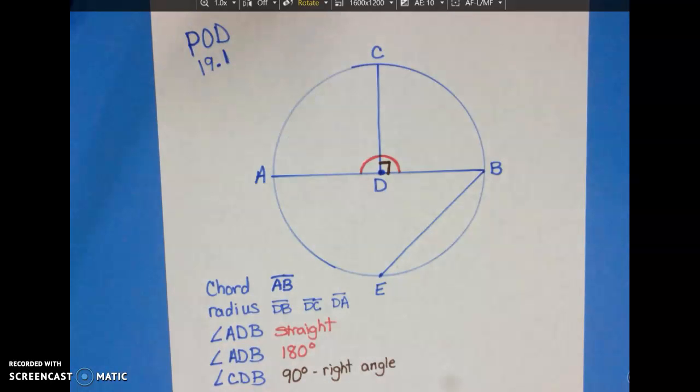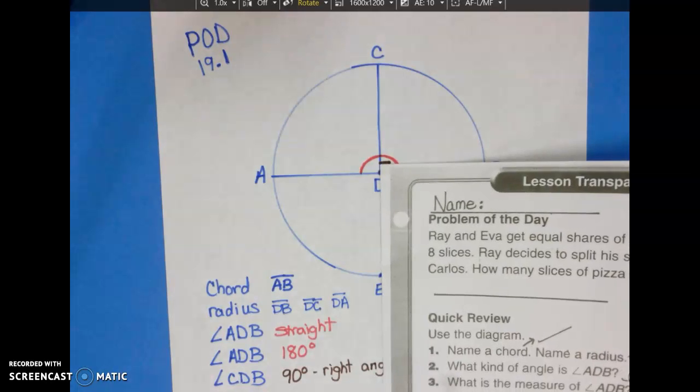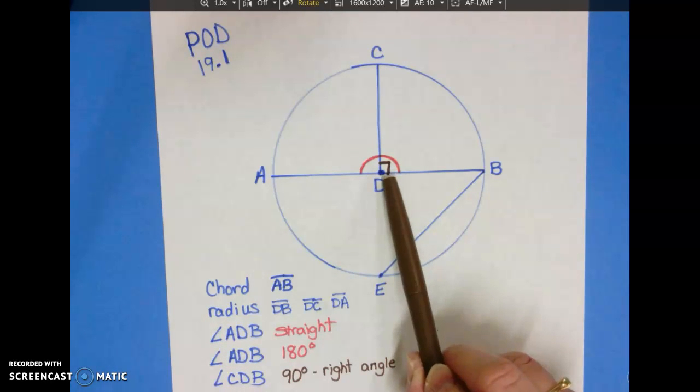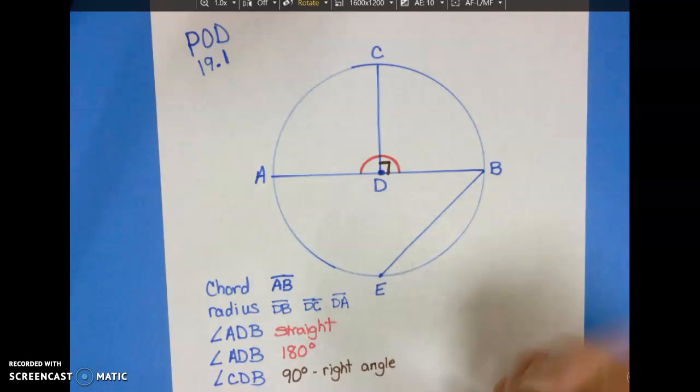You can always test a 90-degree angle by just slipping in a corner of a paper. And if that corner fits in perfectly, it's 90 degrees and can be considered a right angle. Also, when you see this little square in a corner, that's telling you that, trust us, it is a right angle. So you learned a little bit today just about the basic vocabulary that goes with a circle.